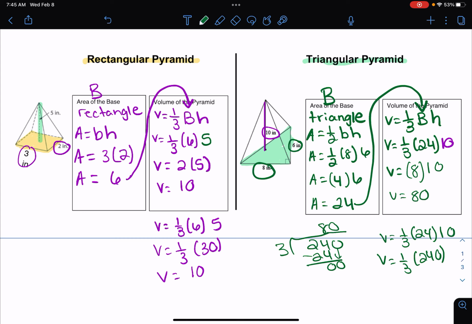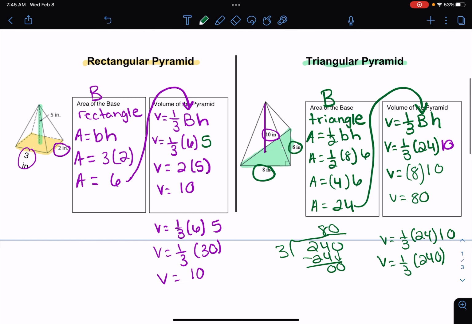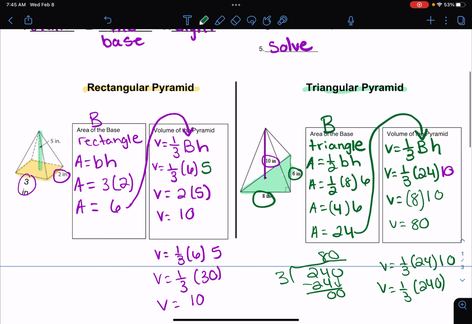Okay. So hopefully these two helped you. If you still need more help, go ahead and raise your hand so your teacher can help you. But these should be the steps that you take to solve, of course, unless it's asking you to work backwards to find a missing measurement, or it already gives you the area of the base and the height. Then you simply plug in your numbers for those.